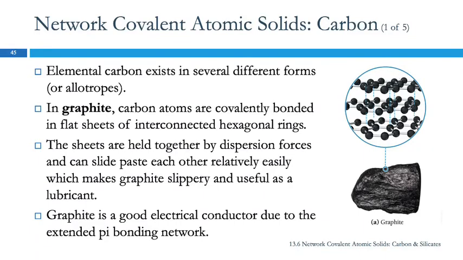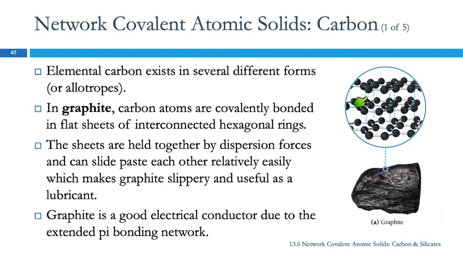Network covalent atomic solids. So carbon is like the champion here. Elemental carbon exists in several different forms called allotropes. So graphite is one, and that's what's in the pencil you might be using. And in graphite, the carbon atoms are covalently bonded to each other in two-dimensional sheets. And the individual sheets are held together by intermolecular forces, just dispersion forces.